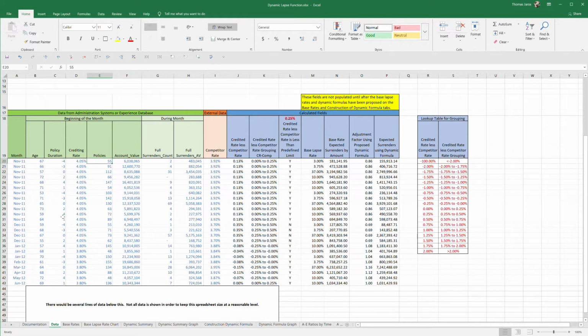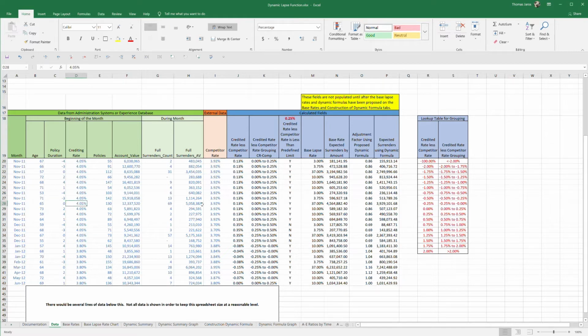And by the way, my policy duration 0, like this particular policy right here, means that it's at the end of the surrender charge period. Before that are negative numbers, after that are positive numbers, but that's just my little convention here for putting in policy duration. We're going to look at this here.